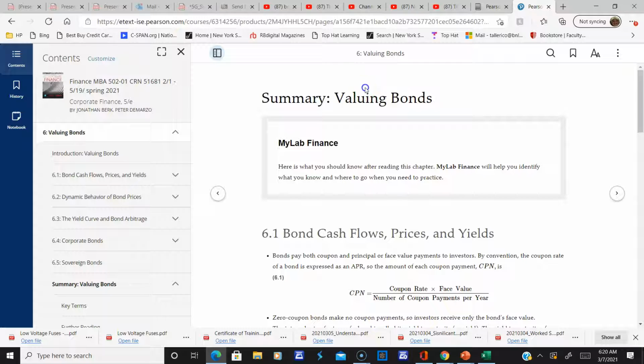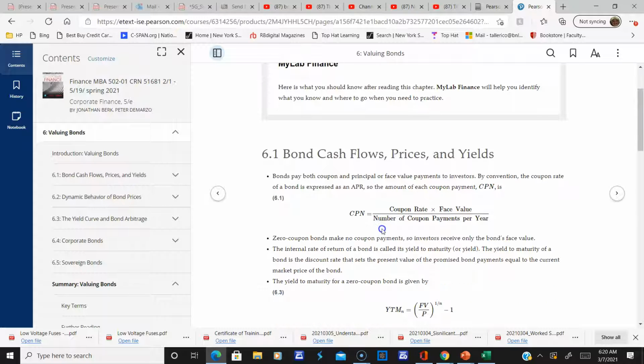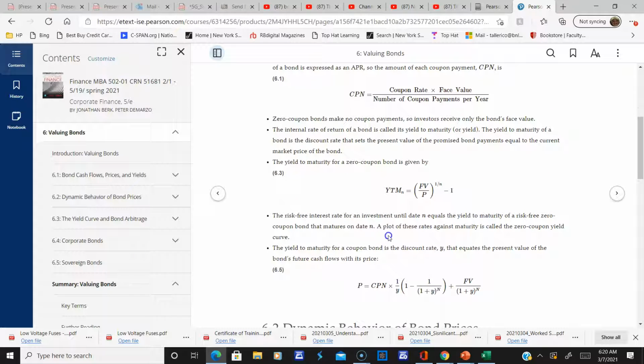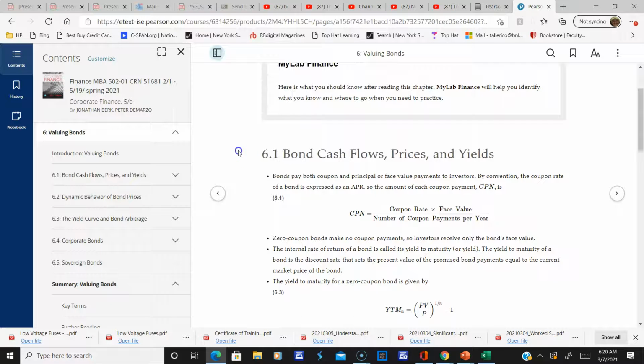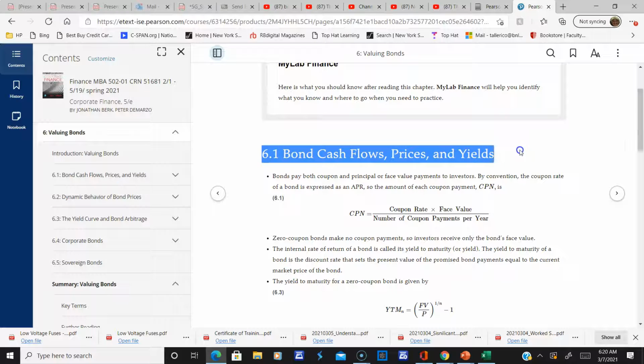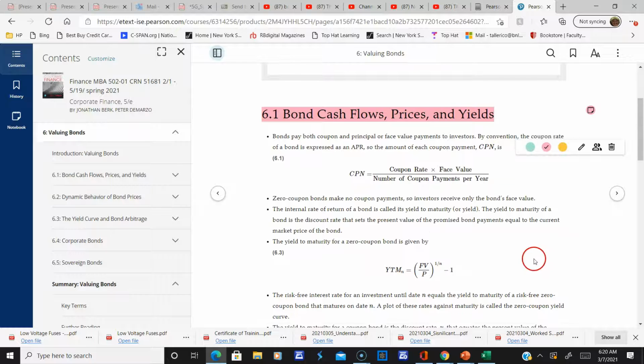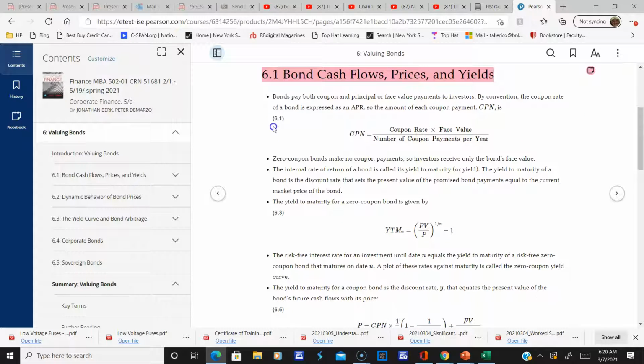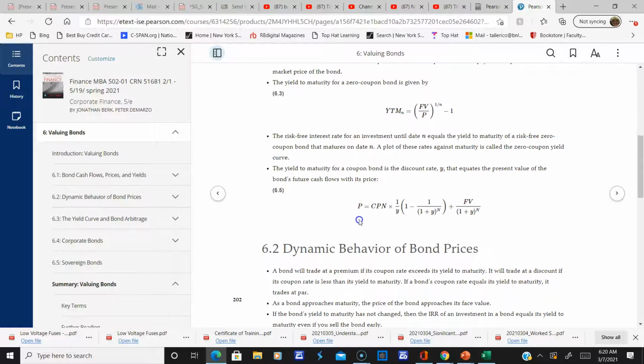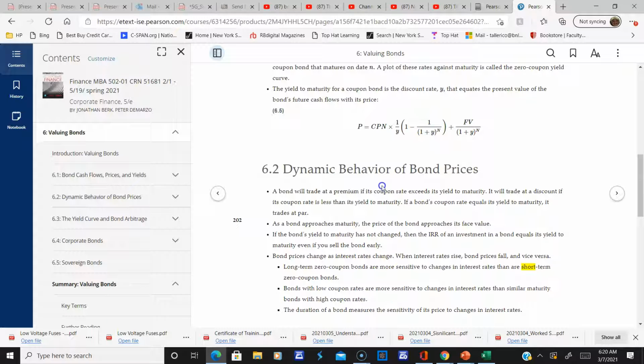All right, so here's a summary on valuing bonds. In section 6.1, they give you the equations that we've gone over. This is a good section to review, because all the equations are here. I would review this if I was you. Here are the equations we all saw, 6.1, 6.3, and here's the price.